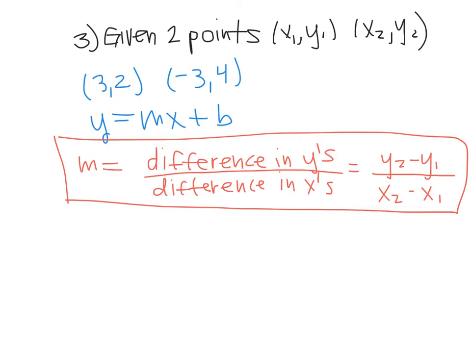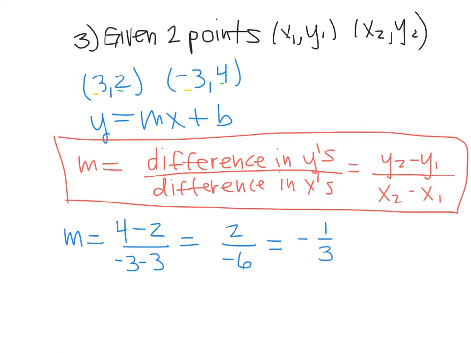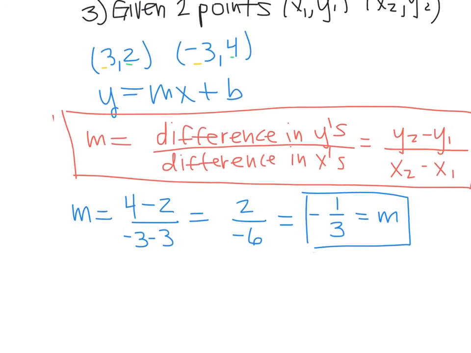Let's apply that to our 2 points. So if we take 4 minus 2, all right, so we're taking this minus this, over, then we'll take negative 3 minus 3, so then we get negative 3 minus 3 in the denominator. So that gives us a slope of 2 over negative 6. We can reduce that to negative 1/3. We get the m part of our equation, and now we can use that slope and one of the points that we are given to solve for b.